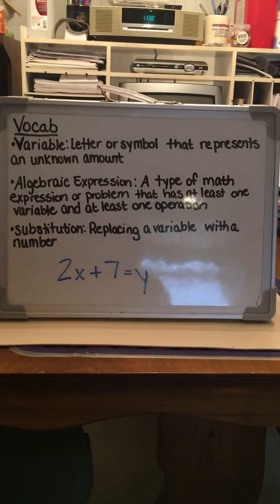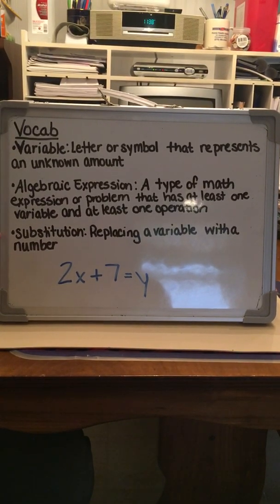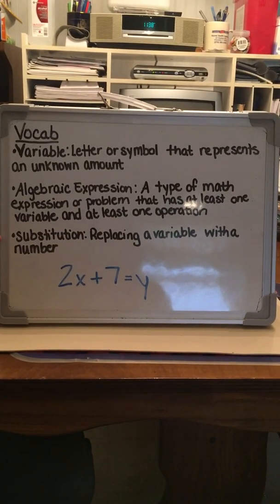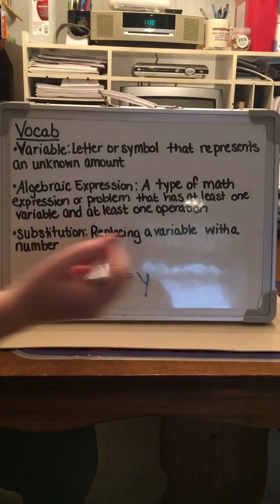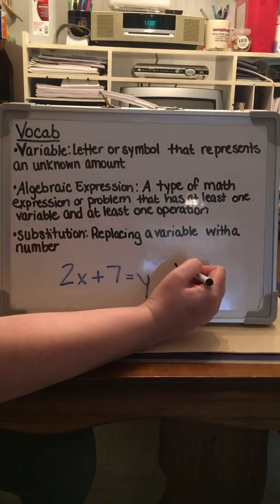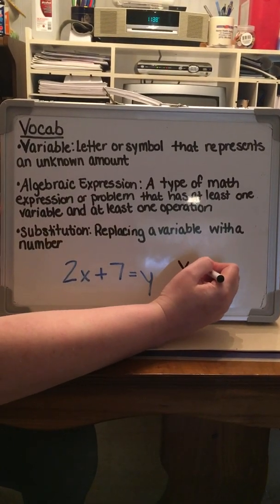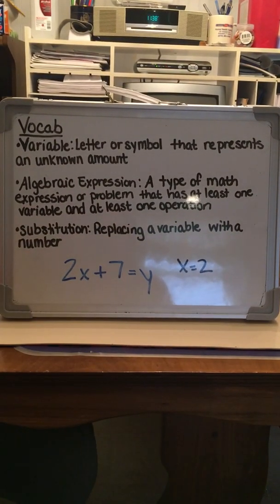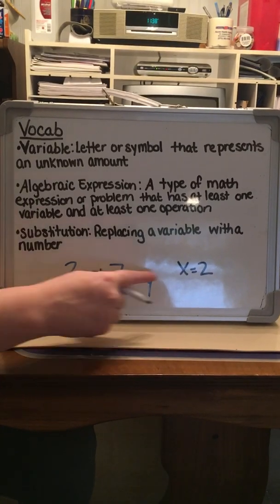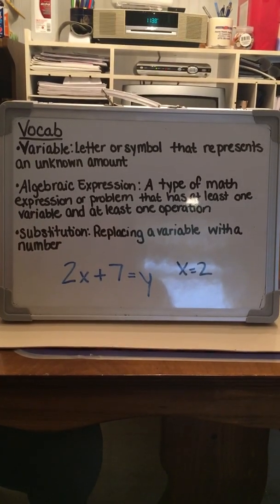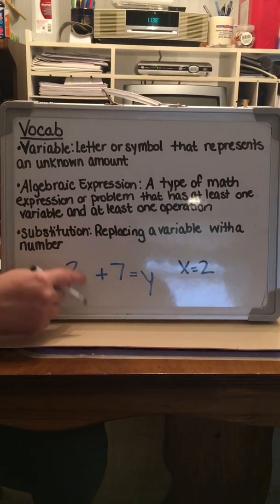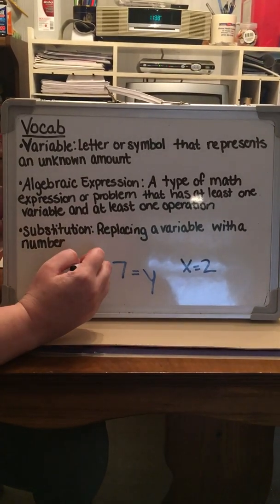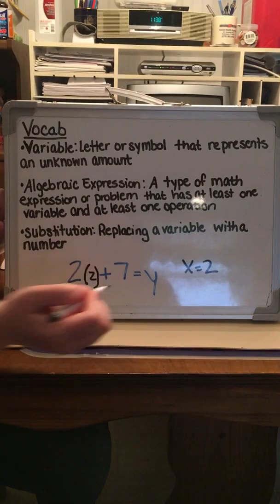And the last word we want to know about is substitution. And that is replacing a variable with a number. So let's pretend that they gave me this fact. Let's say they gave me that X equals 2. Okay? So where do you see X in this algebraic expression? You should say you see it right here. What we can do is we can substitute that X with the number 2.